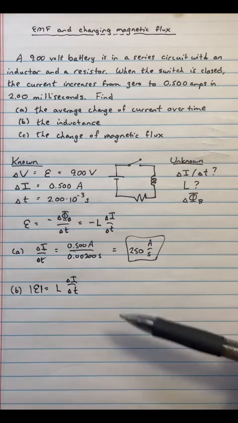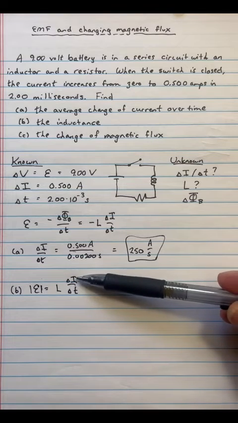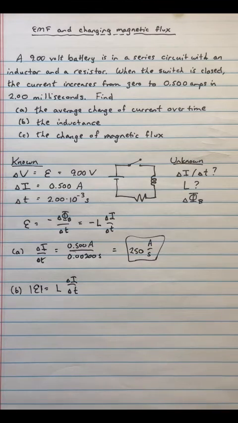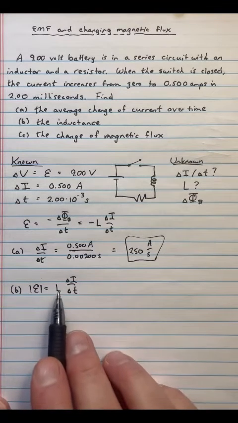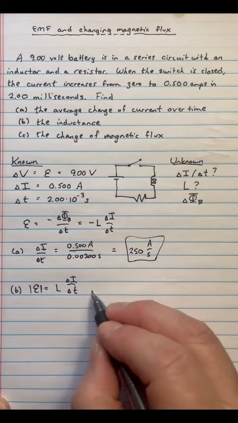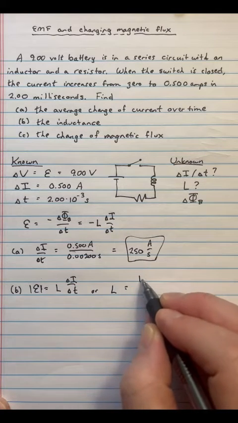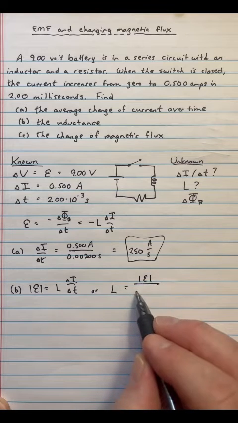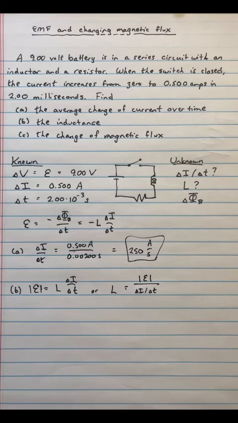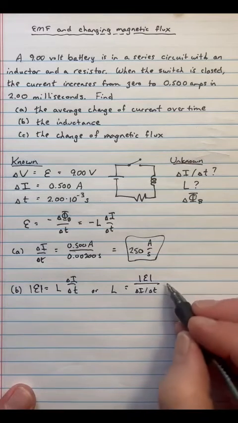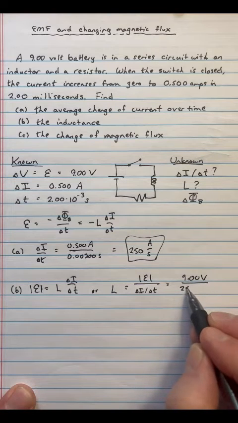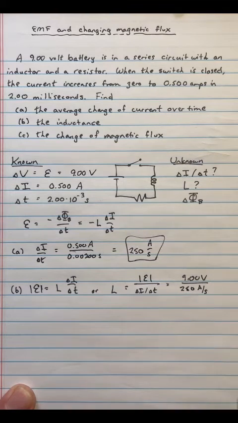Now again, I could use the individual values for change of current and change of time because we've got them, but it's a little bit more instructive to maybe do this the other way around. So let's solve for inductance, which means I need to divide by this. So inductance is then the magnitude of the EMF divided by this quantity, change of current over change in time, like that. So EMF was 9 volts, and my change of current over time was 250 amps per second.